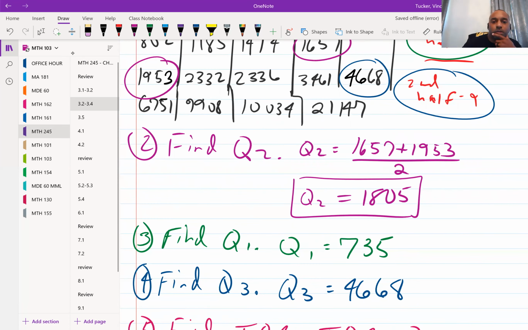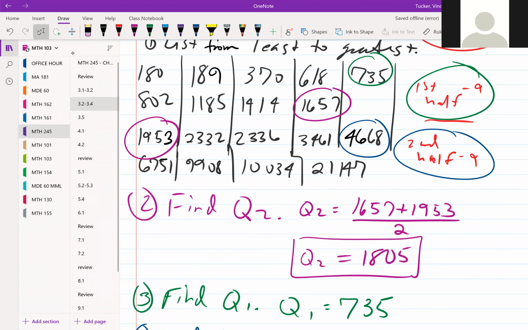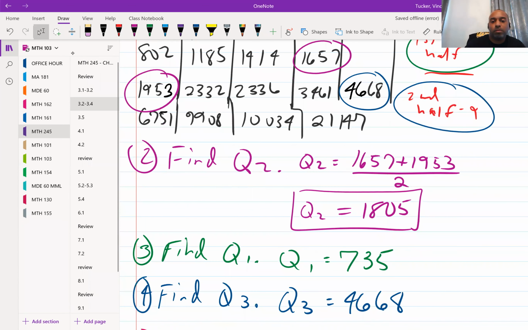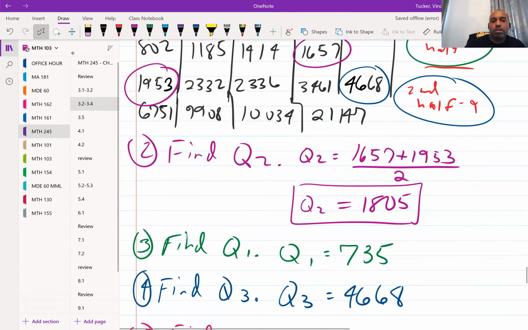Everybody good? I have a question. So related to the 735, if I were to write out the top part and just line up by number order, 735 would be the middle number, right? Yes, it would be the middle number of the first half of data. And that same thing goes with the 4668. It would be the middle value of your second half of data. All right. Everybody good?